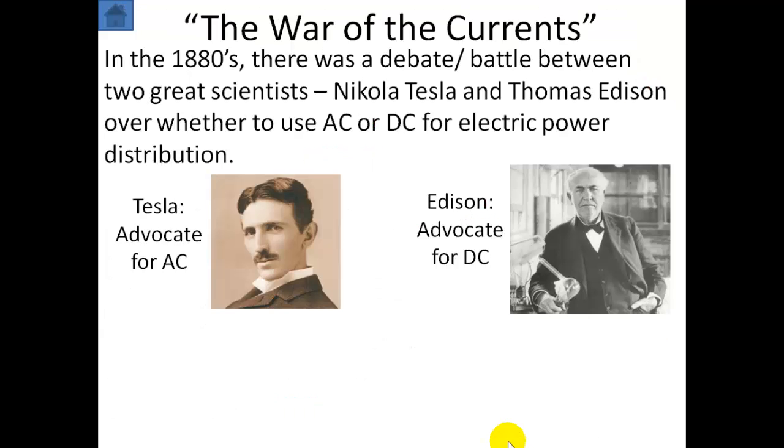Okay, to end with, we have this war of the currents. 130 years ago, there was a debate between Tesla, who was keen on AC, and Edison, who was keen on DC. What was the best way of producing power? The war of the currents. Tesla believed that energy should be transferred with AC, Edison with DC.